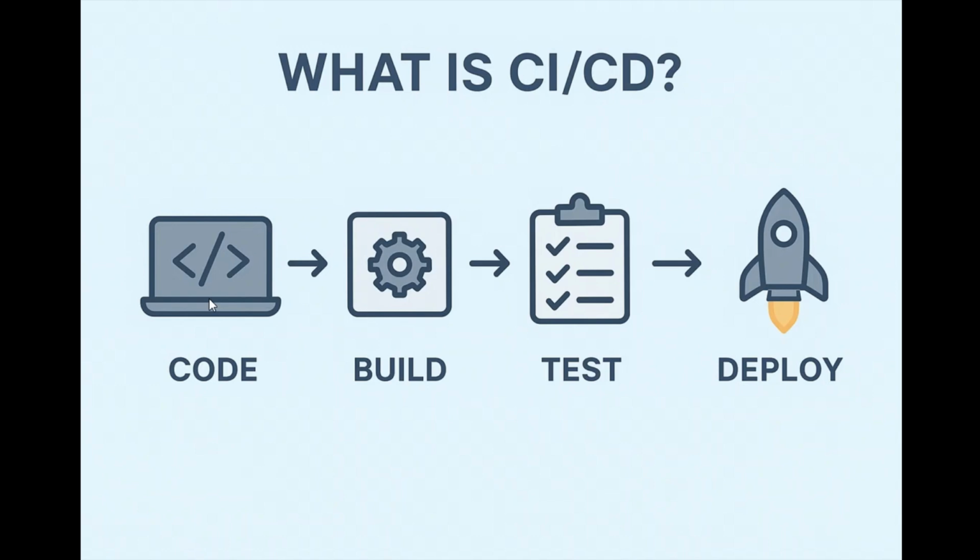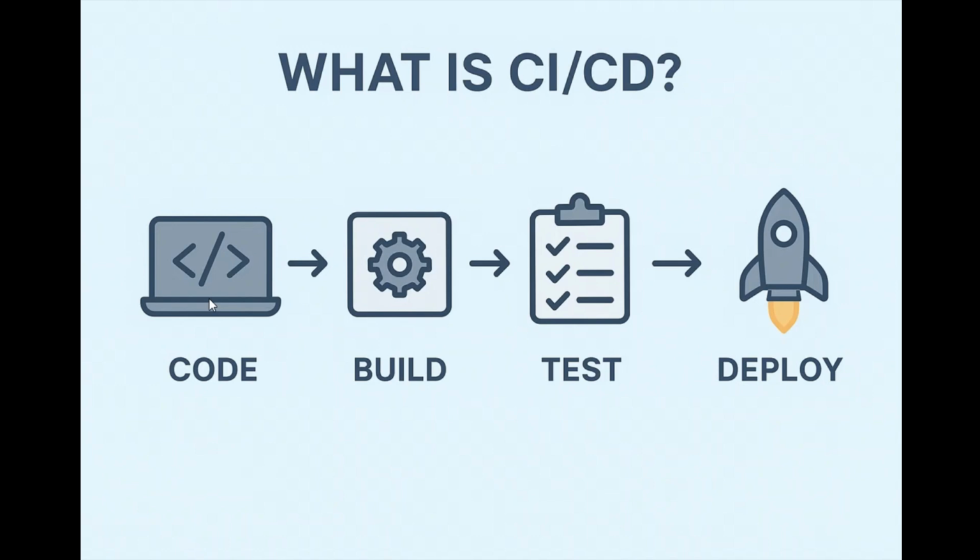So GitHub Actions is a tool that allows us to define and run this entire pipeline directly inside GitHub. So every time we push the code, GitHub Actions can build, test, and deploy automatically for you. So basically, it saves time, reduces human errors, and integrates seamlessly with developers' workflow.